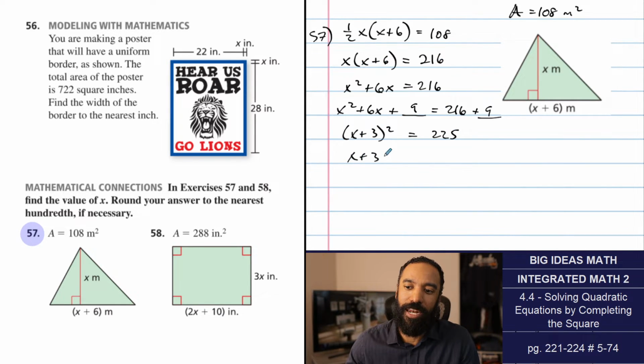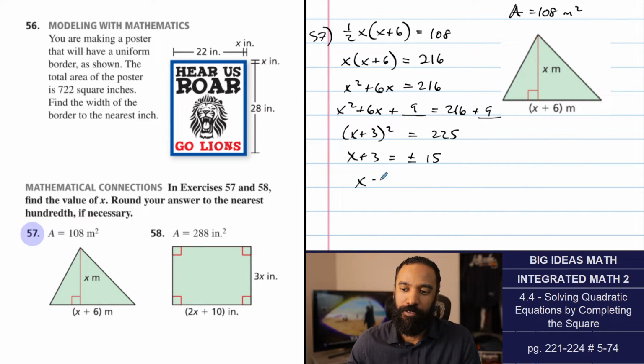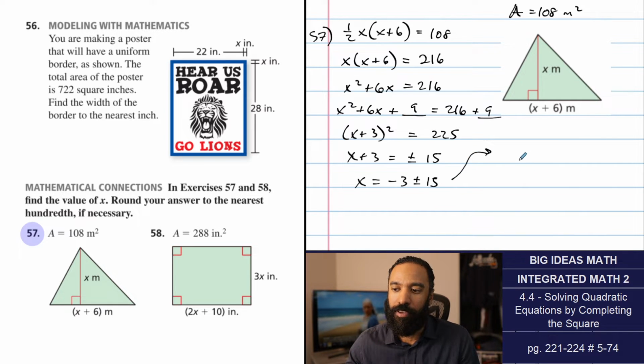Square root of both sides, you get x plus 3 equals plus or minus 15. And subtract 3 from both sides, you get negative 3 plus or minus 15. Now, solving for a physical thing here, we're going to do negative 3 plus 15, which is 12.